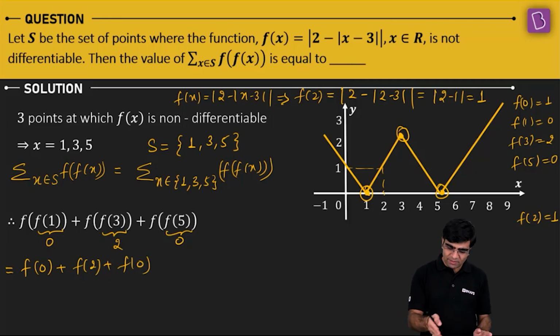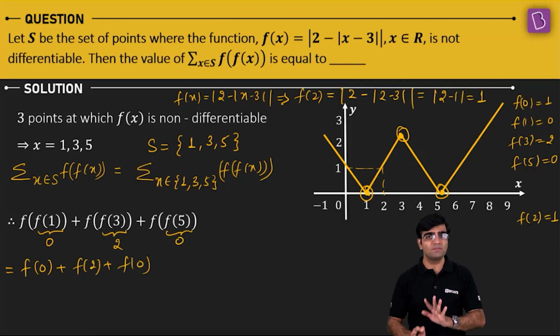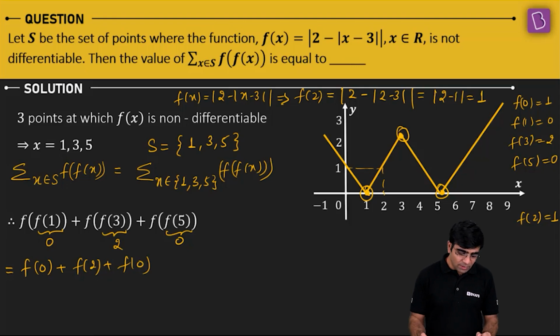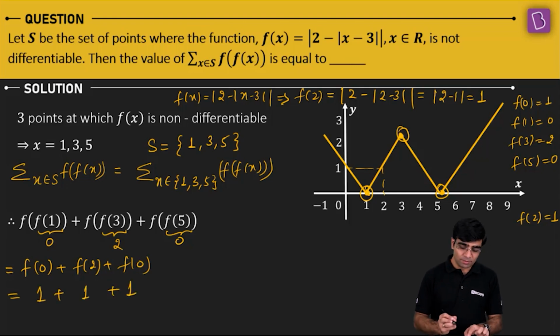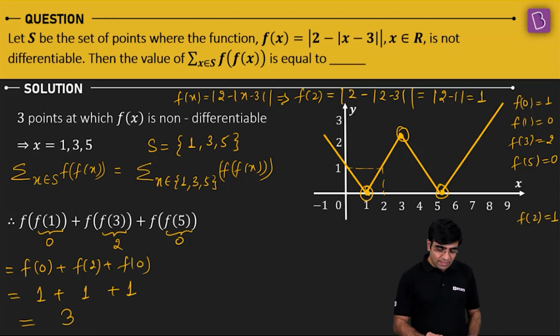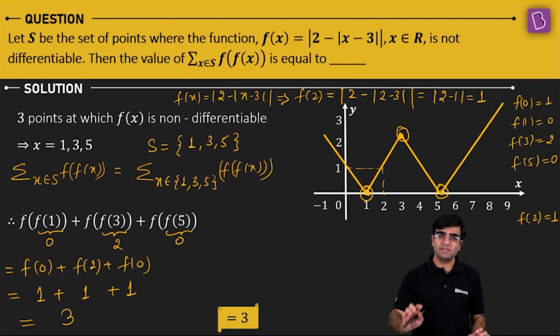Is that okay? And graphically also you can see that f of 2 turns out to be 1, which is a much simpler observation. So f of 0 is already 1. F of 2 also turned out to be 1. What does that mean? This becomes 1 plus 1 plus 1. So 1 plus 1 plus 1 will give me the answer as 3. So finally the answer to this question is 3. A very simple digit that you type and you get the answer. It's a single digit answer.